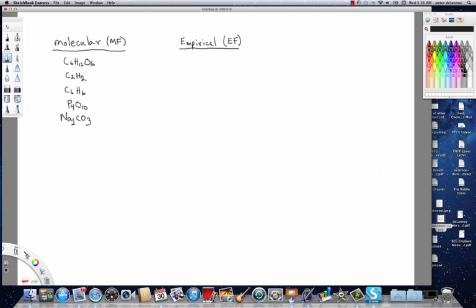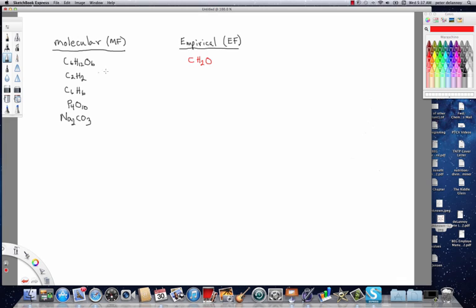So what we're going to do is go down this list of compounds that I just wrote down here in my molecular category, and determine the empirical formulas for each one of these. And the way that we do that is by dividing the subscripts by the largest number that's going to give us the lowest whole number ratio of elements in that compound. So for this first particle, which happens to be glucose, the empirical formula is going to be CH2O.